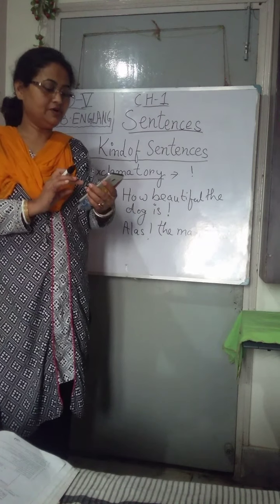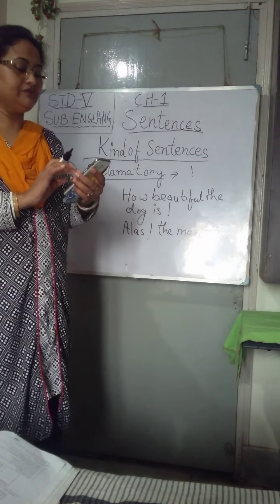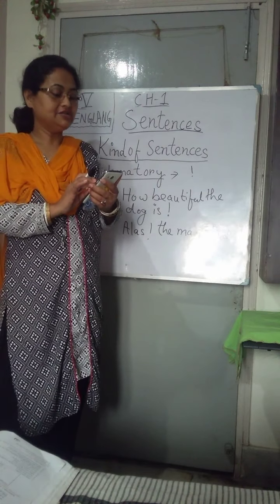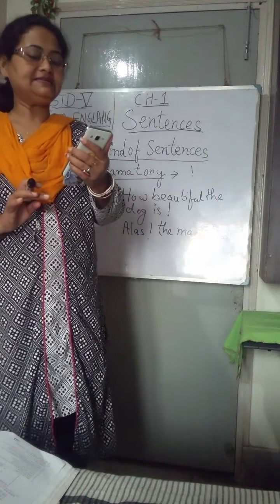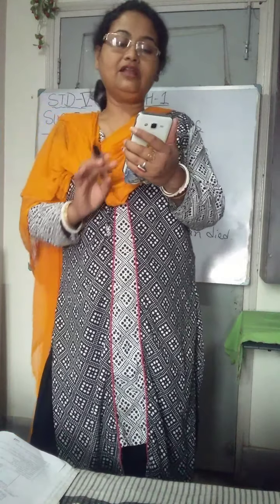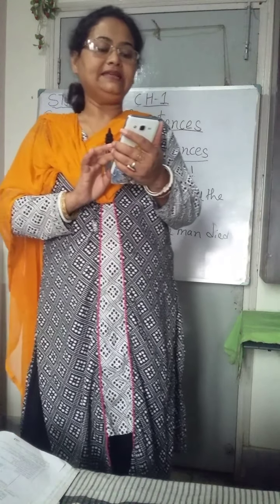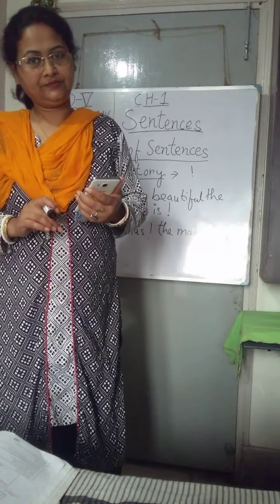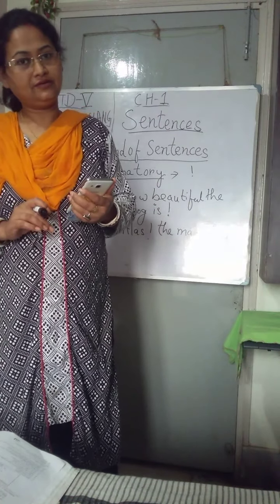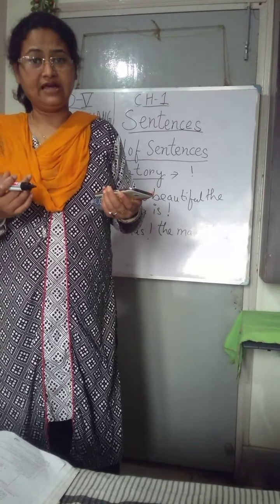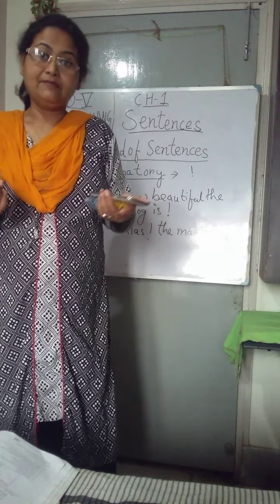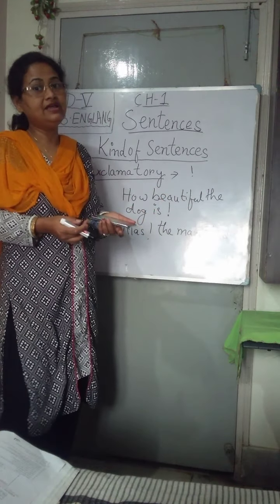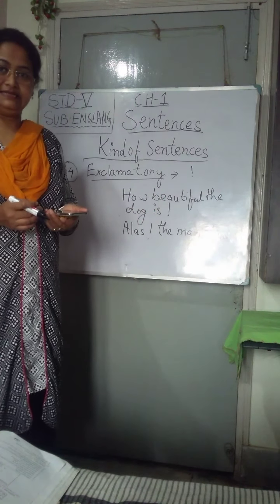So what is an exclamatory sentence? See, check your book. It is given on page number 2. Please write down. Not "can write down", you have to write down all the definitions. So a sentence that expresses a strong feeling is called an exclamatory sentence, and it ends with an exclamation mark. Don't forget this. How beautiful is the flower. Hurrah, we won the match. These are a few examples of exclamatory sentences.